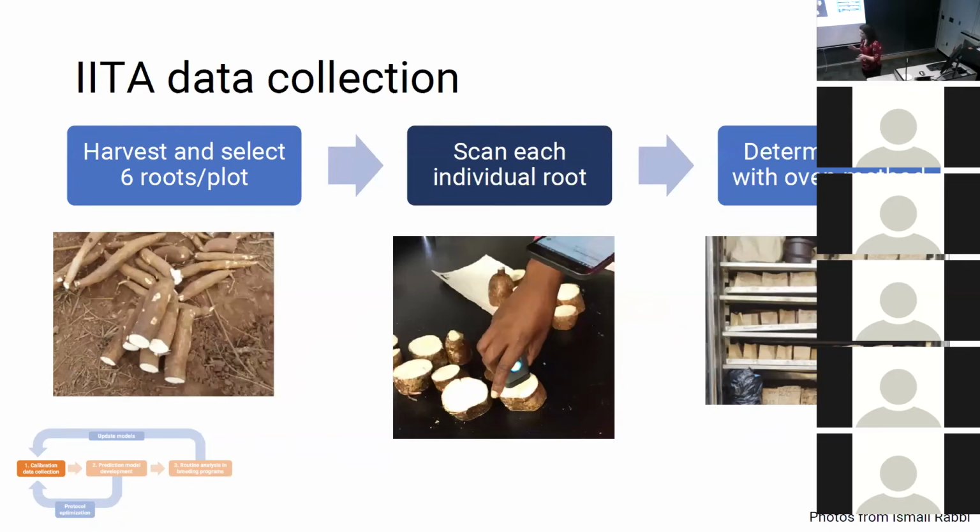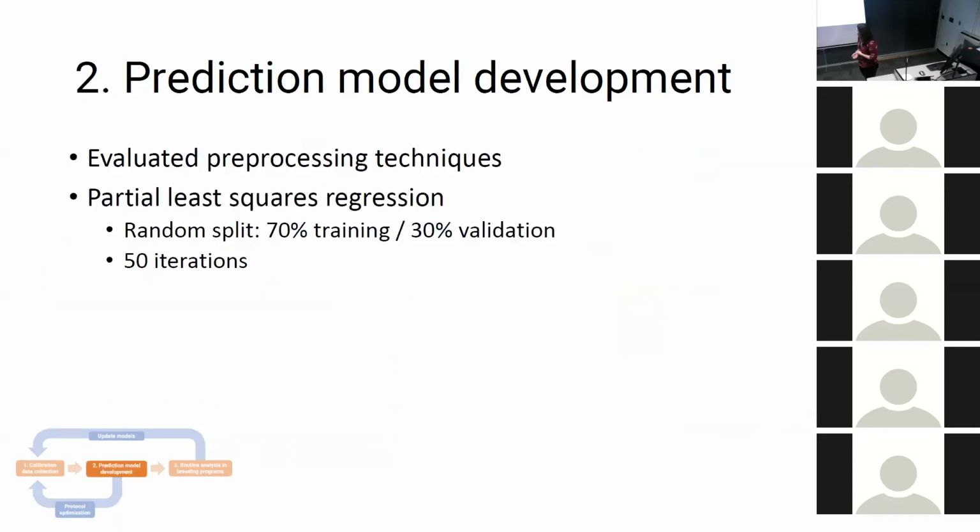And this was done for each individual root. So for each root, I have a pairing of scans and a dry matter content value from the oven method. These were then fed into pre-processing techniques and then into my model development pipeline, which consisted of 50 iterations of random split of 70% training and 30% validation to get a better idea of the effect different training sets will have on the predictive ability of the models.